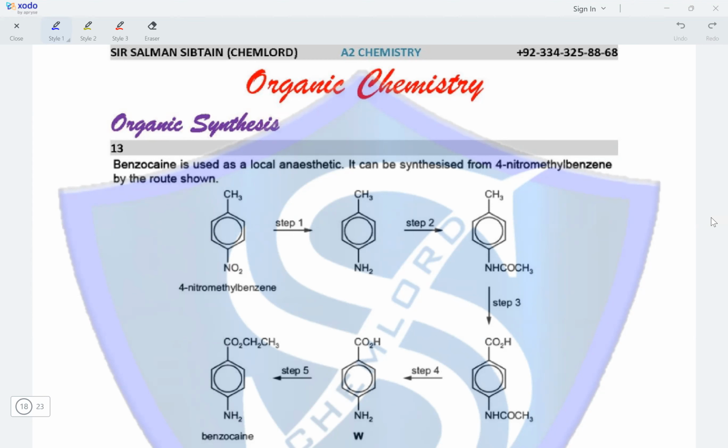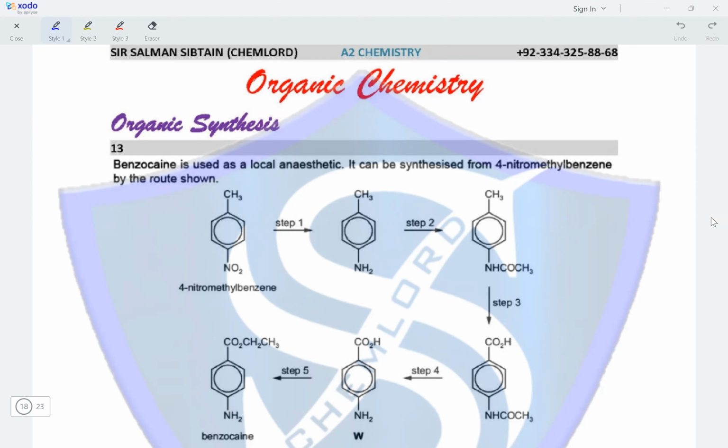So in step 1, the nitro group is reduced to the amine group. In step 2, the amine group reacts with an acyl chloride to produce an amide. In step 3, the CH3 group is oxidized to COOH. In step 4, the amide group is converted into amine again. That means it undergoes acid hydrolysis.